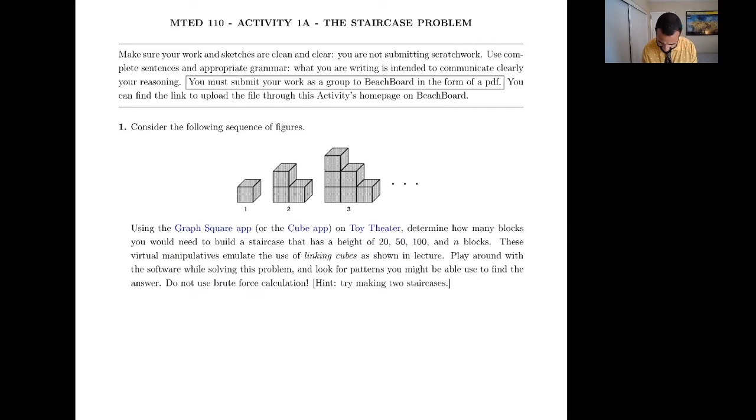The question says, how many blocks you would need to build a staircase that has these heights. So basically we want to know how many blocks you need to make a staircase of height 10, 20, 50, 100, and then n for any number, any positive integer n. Like how about a staircase of height 1,000,000? How many blocks do you need? So yeah, that's the question. And you can play around with Toy Theater to see how it goes.